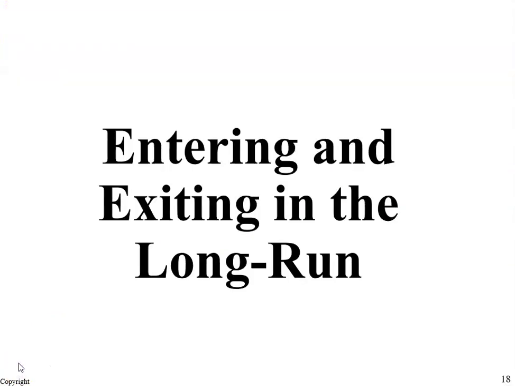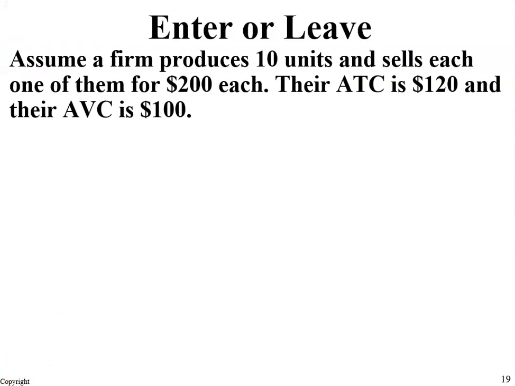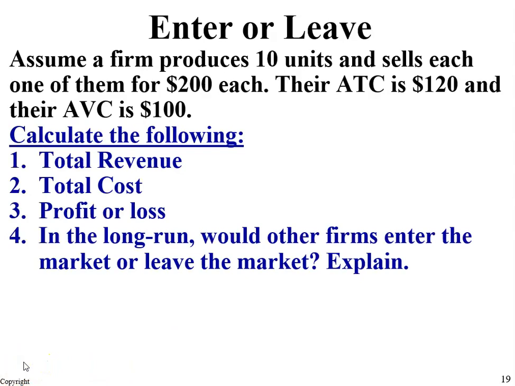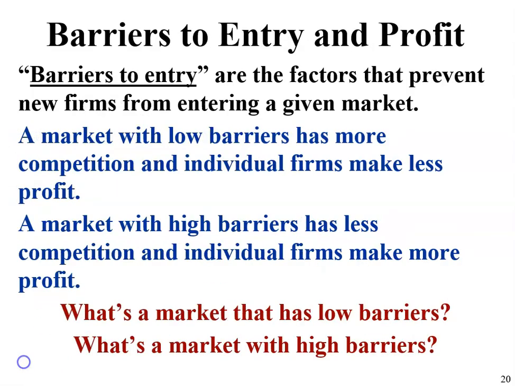What about the long run? Assume a firm produces 10 units and sells each one of them for $200. Average total cost is $120 and average variable is $100. Pause the video and calculate each of the following.